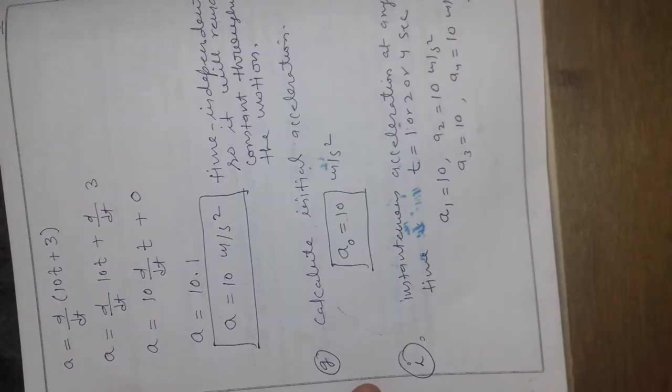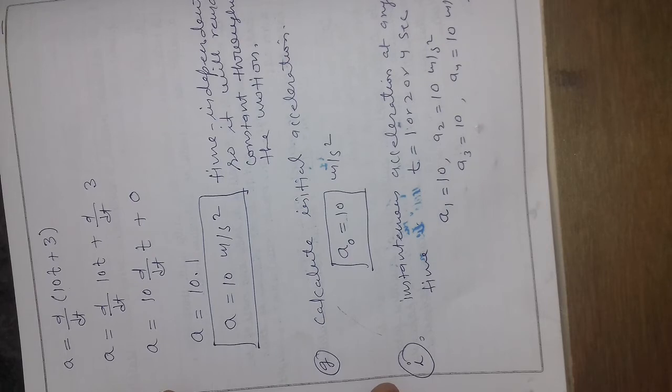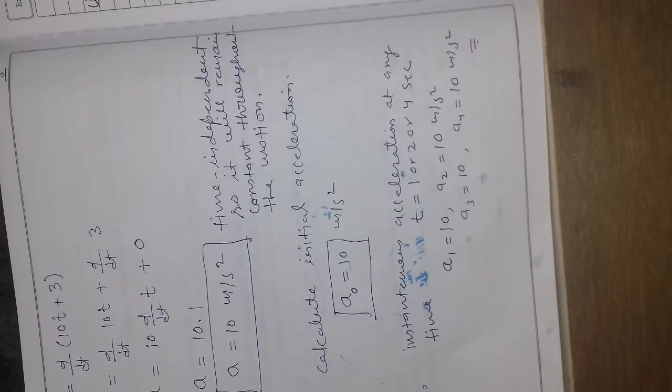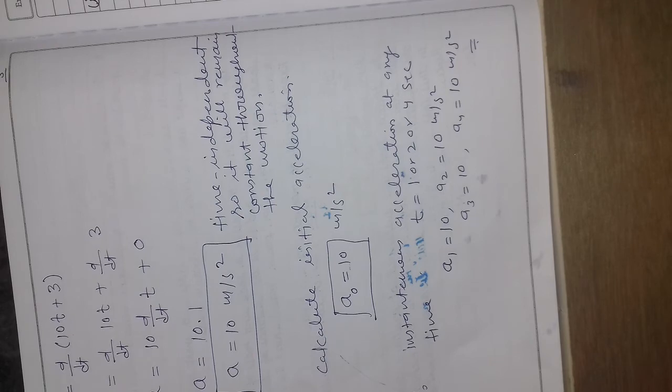Now put the value of v of t in a. a is equal to d over dt 10t plus 3, which gives you a is equal to d over dt 10t plus d over dt 3. a is equal to 10 dt over dt plus 0, which gives you 10. So a is 10 meter per second square. You see here acceleration is time independent, so it will remain constant throughout the motion.